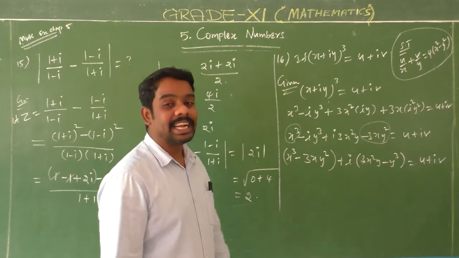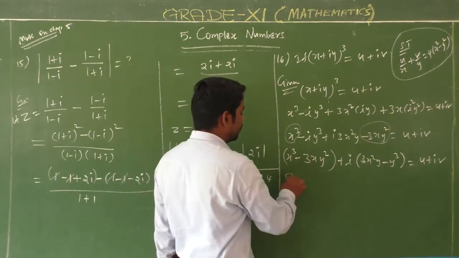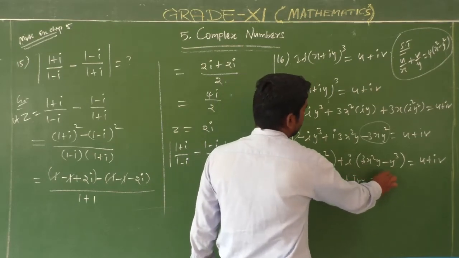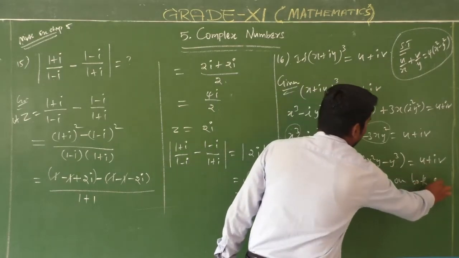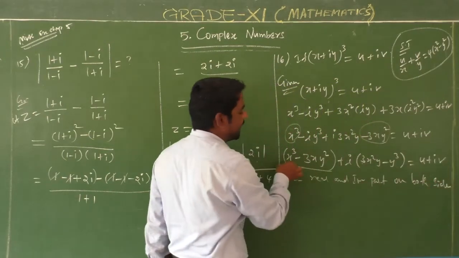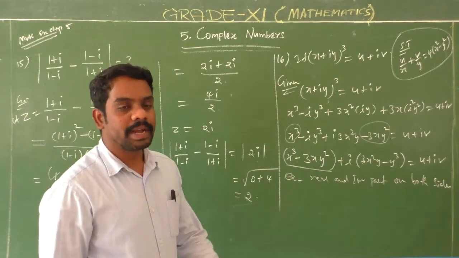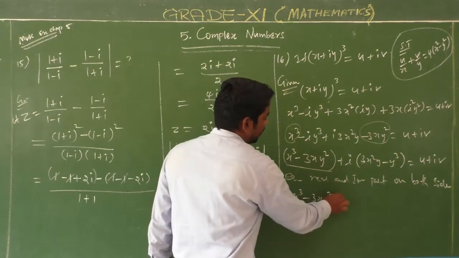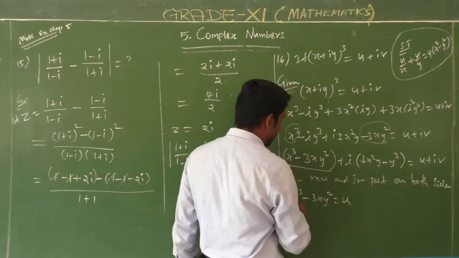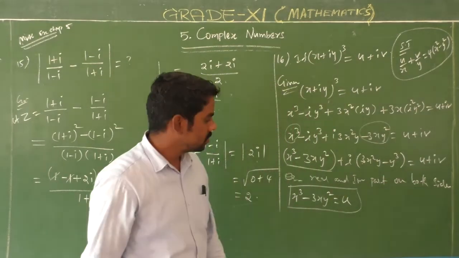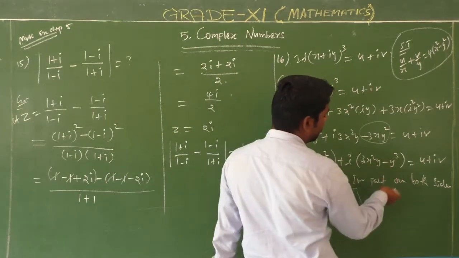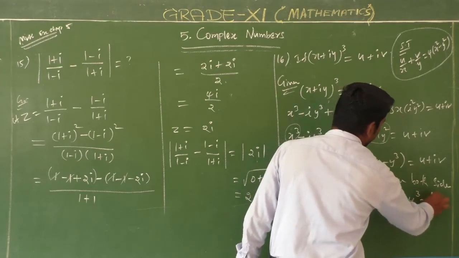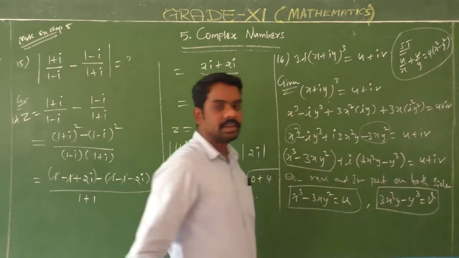Equating real and imaginary parts on both sides. The left hand side real part is x cube minus 3xy squared, and the right hand side is u. So the u value is x cube minus 3xy squared. And the v value is the imaginary part: 3x squared y minus y cube equals v. Right? Next.